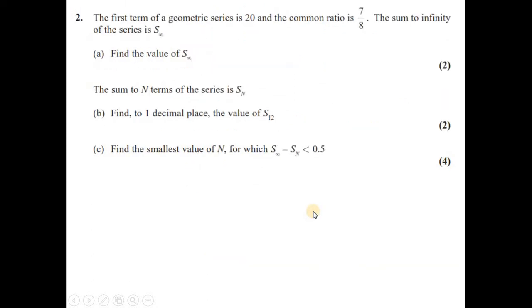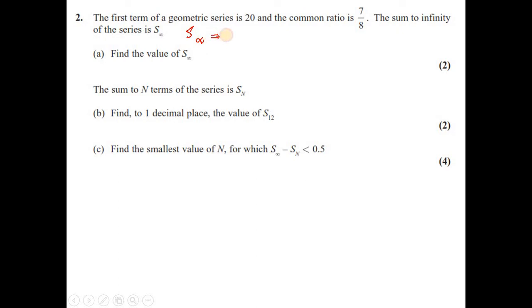Question number 2. The first term of a geometric series is 20 and the common ratio is 7/8. The sum to infinity of the series is S infinity. Find the value of S infinity. So, sum to infinity, S infinity.